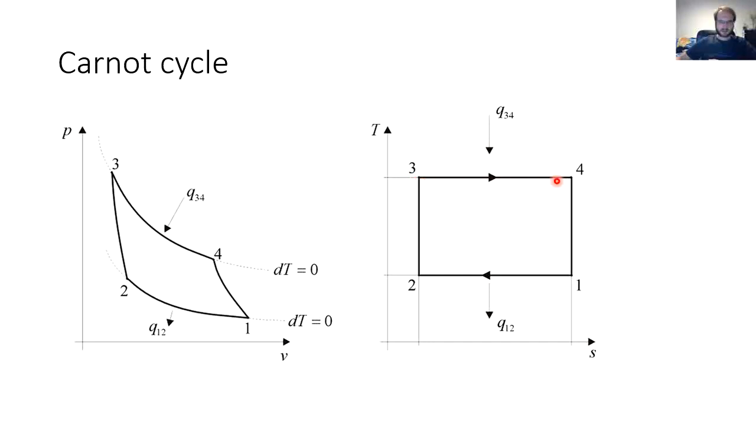Then from 3 to 4, we can again see that it's an isotherm, but now we have the heat input and the pressure is decreasing. We are creating some work, so it's isothermal expansion. And then 4 to 1 is isentropic expansion, again no heat exchanged with the surroundings, but only work produced.